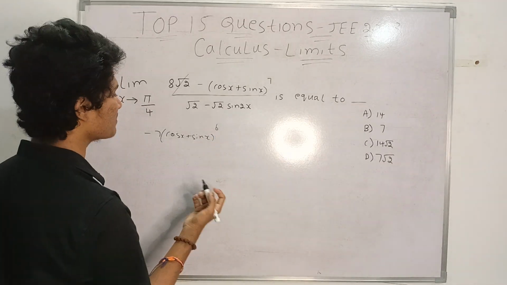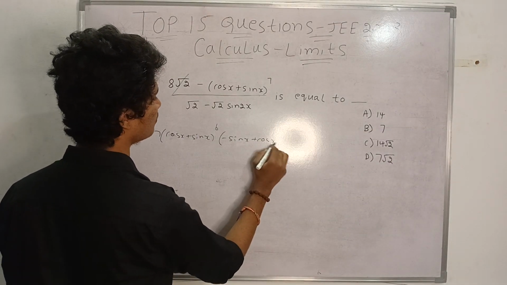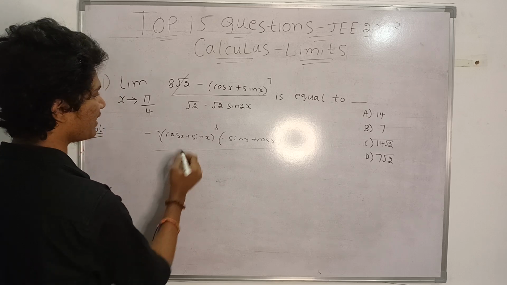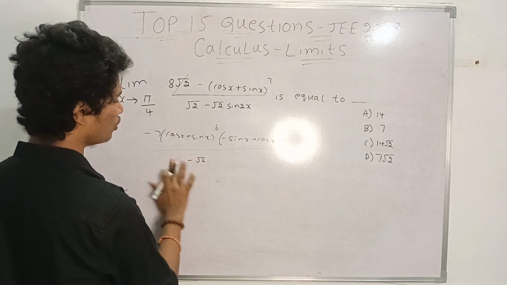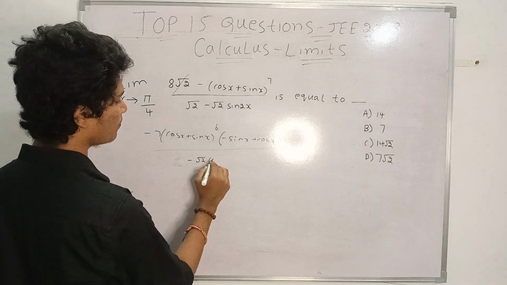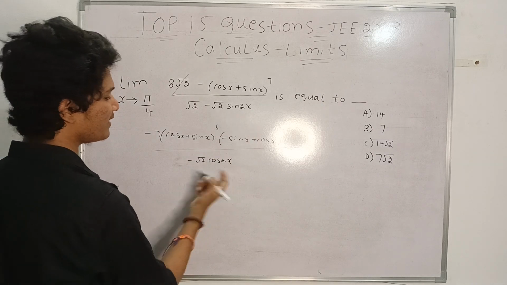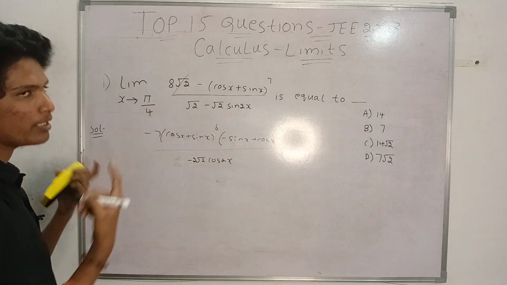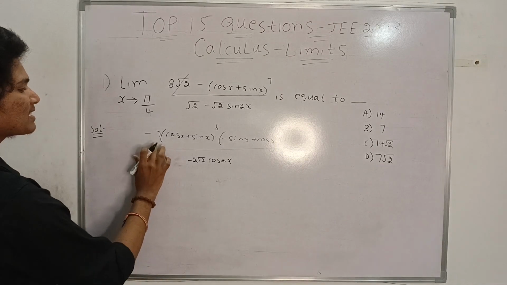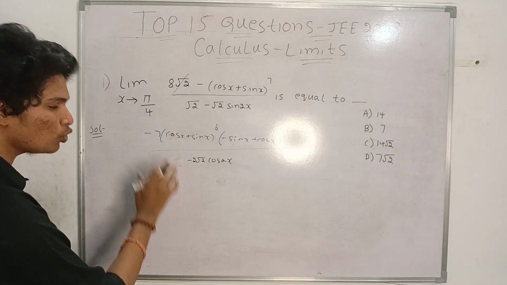What is the differentiation of cos x plus sin x? It is minus sin x plus cos x, divided by, in the denominator, root 2 minus root 2 sin 2x: the derivative of root 2 is 0, so it is minus root 2 cos 2x, and for 2x it is 2, so here it is minus 2 root 2. So after applying the L'Hopital rule, we are getting minus 7 (cos x plus sin x) whole power 6 times (minus sin x plus cos x) divided by minus 2 root 2 cos 2x.